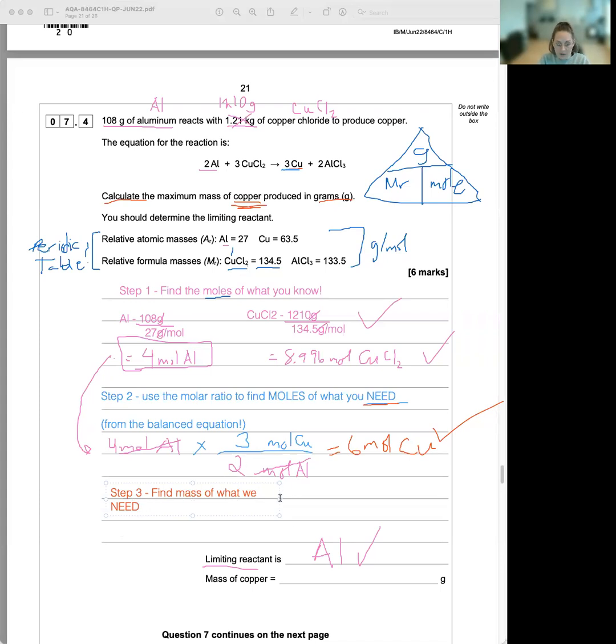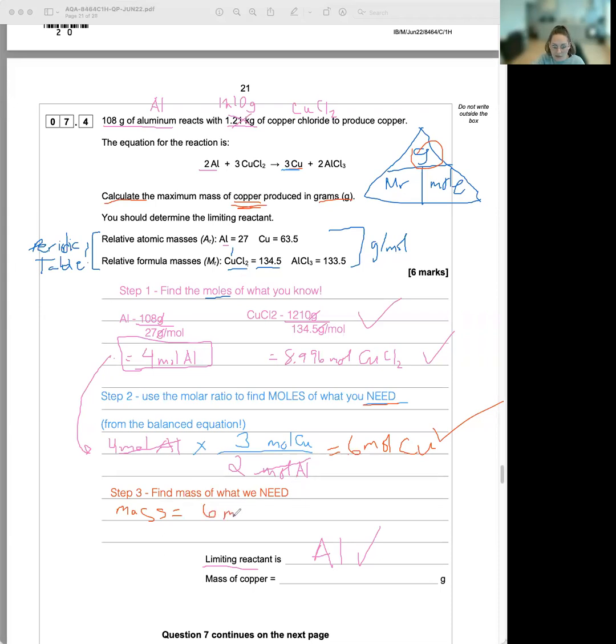Okay, and how am I going to do that? Well, I have moles. So again, use what you know. I have moles, so mass equals, we're going to use some sort of equation. What does mass equal? Mr. Mole.